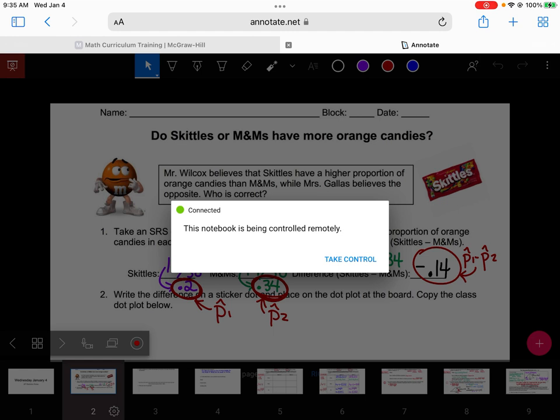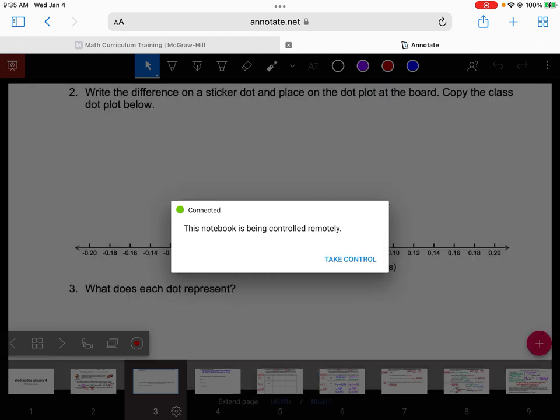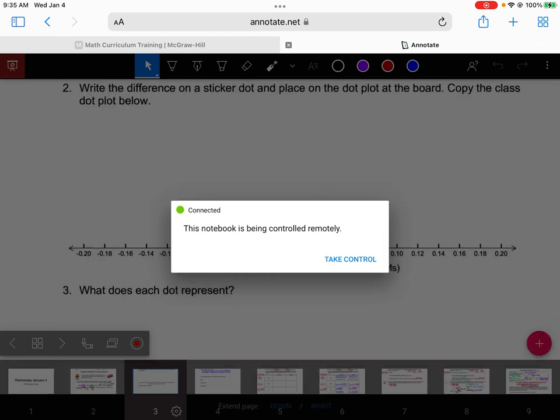Once you have that value, you're going to come up here and put it on a dot plot. So I'm going to put negative 0.14 up for mine, and then you guys can come and add your dots as well. So here's my first. Once you have your difference between the sample proportions, come and add your dot. I'm going to turn around and help everybody.